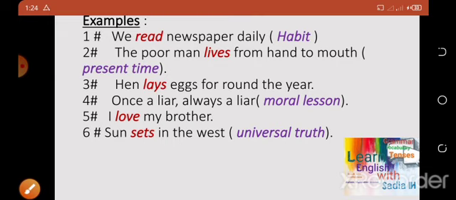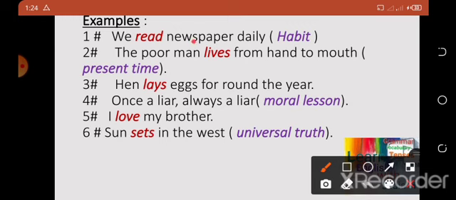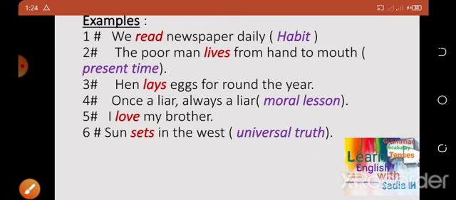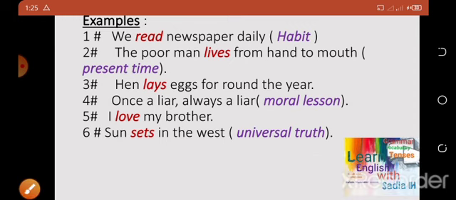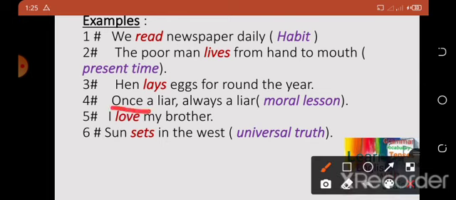The second example is: the poor man lives from hand to mouth. This is indicating the present time, and the poor man is a subject and it is singular, so we have to add s with the verb. Hen lays eggs all round the year. Here hen is singular, so we have to add s with the verb lay. Once a liar, always a liar. It's a moral lesson, so we use present indefinite for the moral lesson.